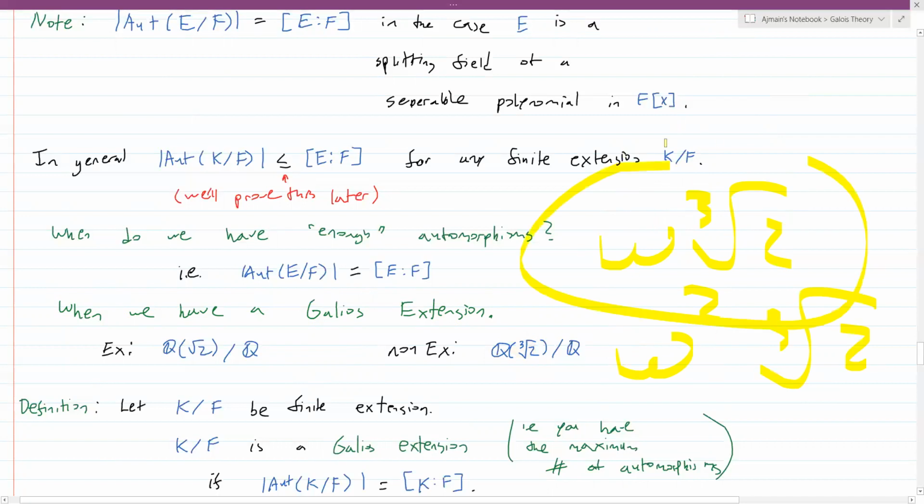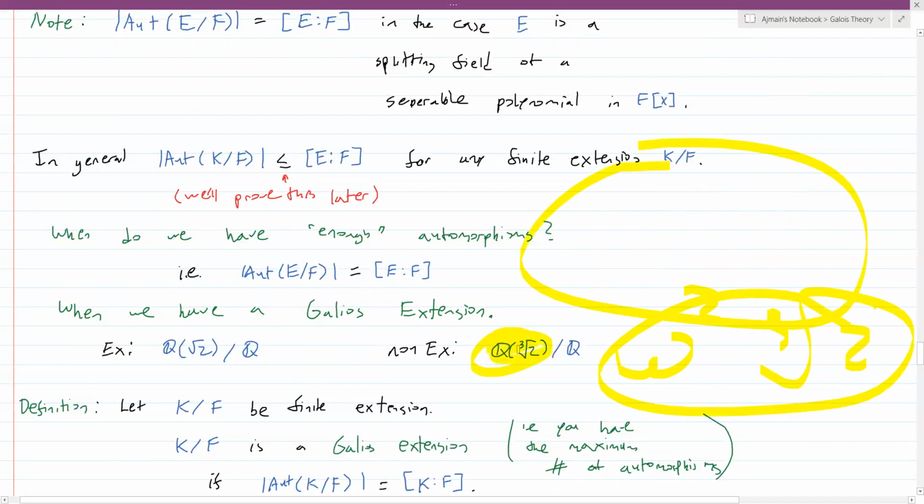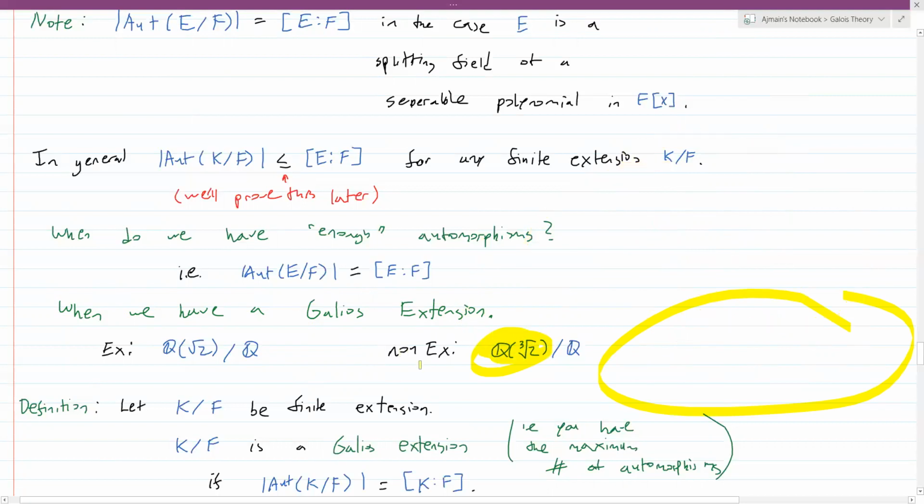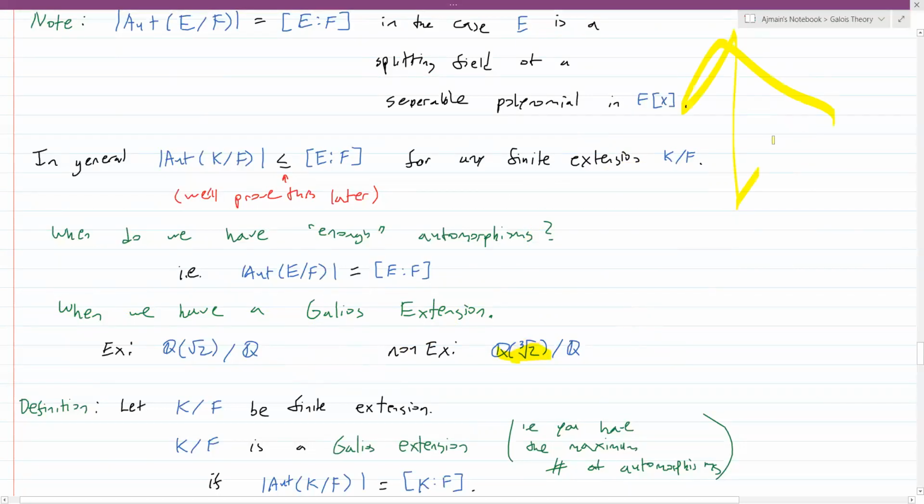But none of these things are contained inside of this field, which you're trying to take the automorphisms of. So you have nowhere to send cube root of 2. None of the other roots are in this field. So that's what goes wrong when you don't have a splitting field like we were assuming in the previous theorem. You have nowhere to send cube root of 2 other than itself. So the only automorphism of this extension is the identity automorphism.